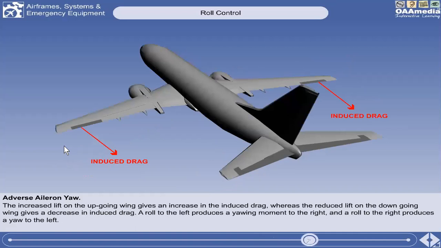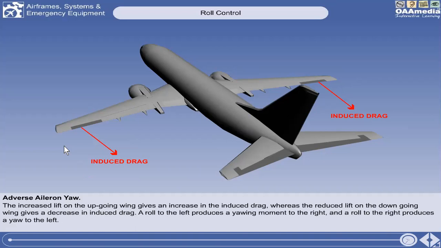There are three main methods in common use to counteract this adverse yaw. They are differential ailerons, frise ailerons, and aileron-rudder coupling. We will now have a look at each of these methods. So those are the three methods on how to counteract adverse yaw.